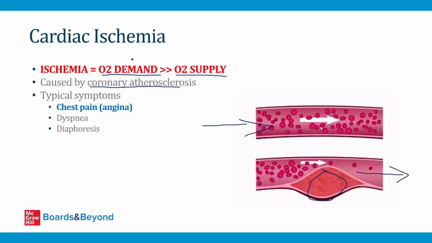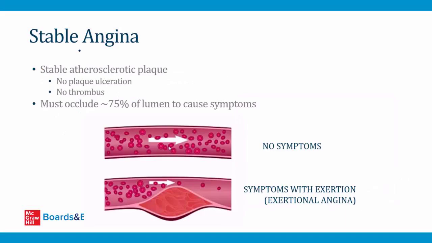And when this happens, whenever there's ischemia in the myocardium of the heart, it leads to typical symptoms that include chest pain, which is called angina when the chest pain is caused by ischemia. You can also get other symptoms like dyspnea and diaphoresis. And there's a whole range of symptoms that can occur, but these ones here are really the classic ones: chest pain, shortness of breath, sweatiness. This is cardiac ischemia.